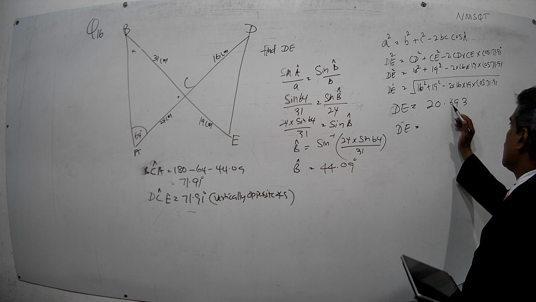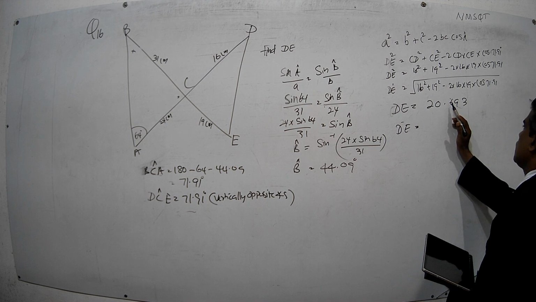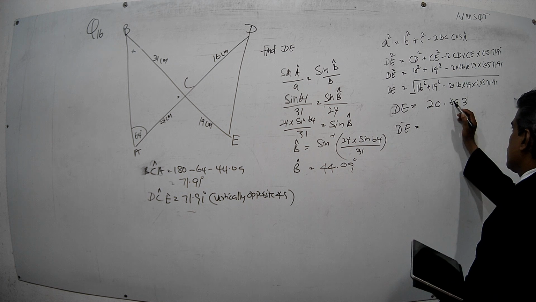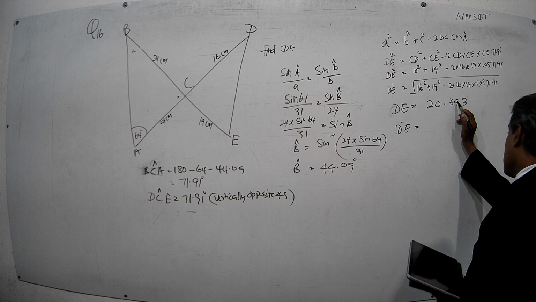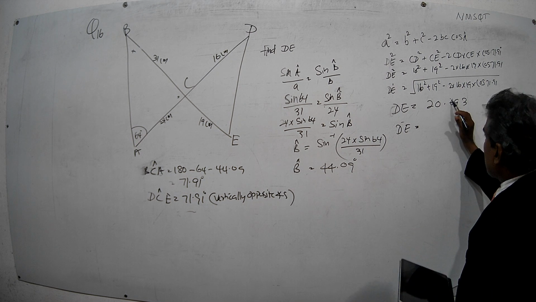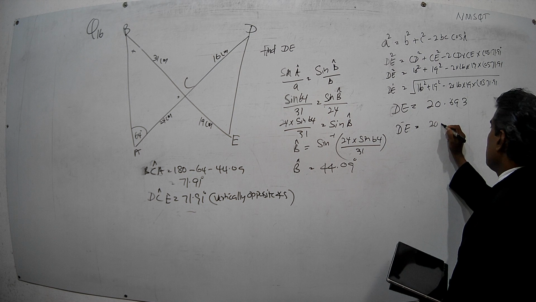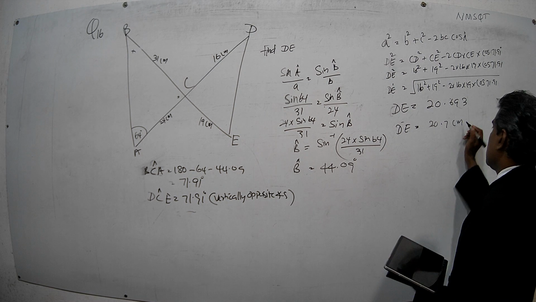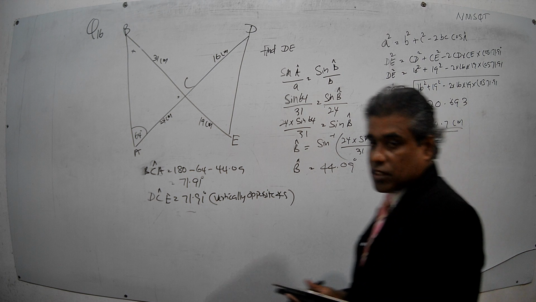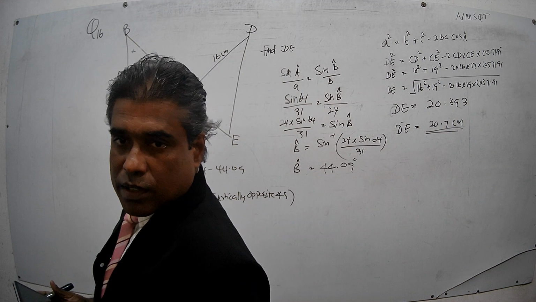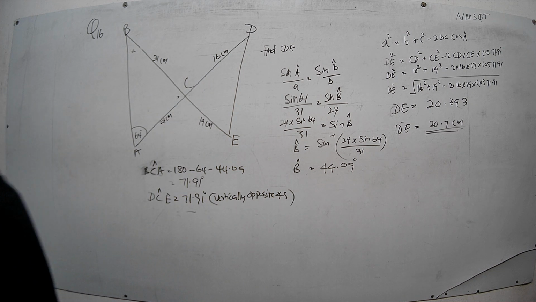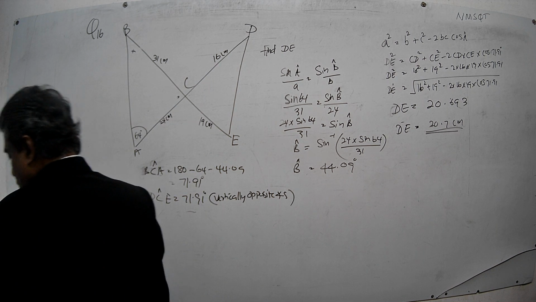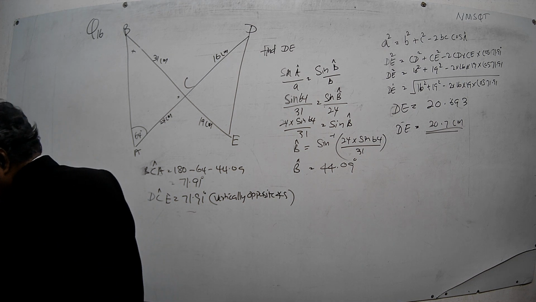When you round the number to 3 significant figures, you look at the fourth significant figure and see whether that digit is greater than or equal to 5. If so, add one to the third digit. Then 20.7 centimeters is the length of that DE. Right, that is question number 16. Now question number 17.